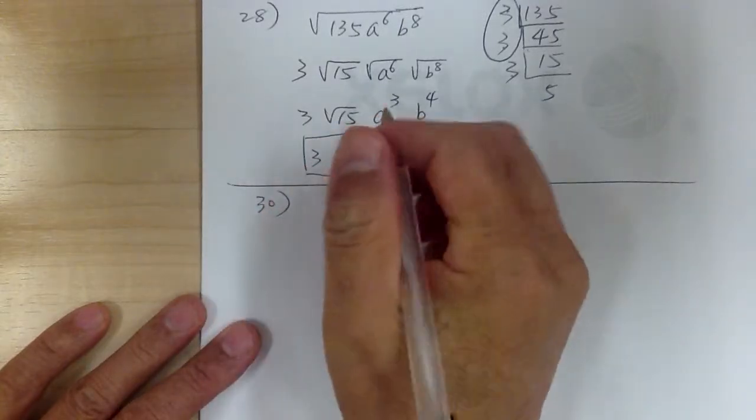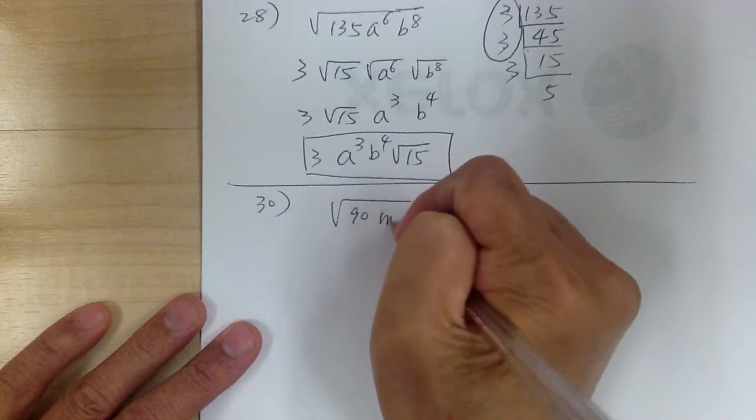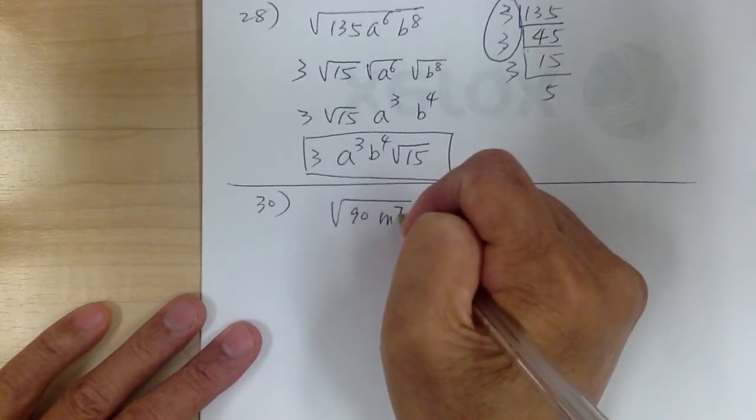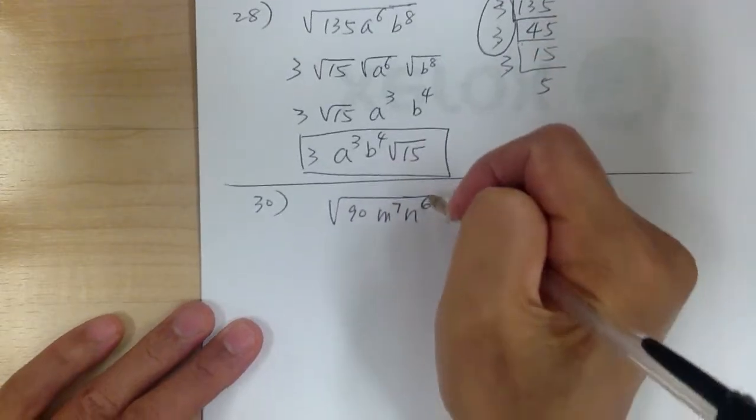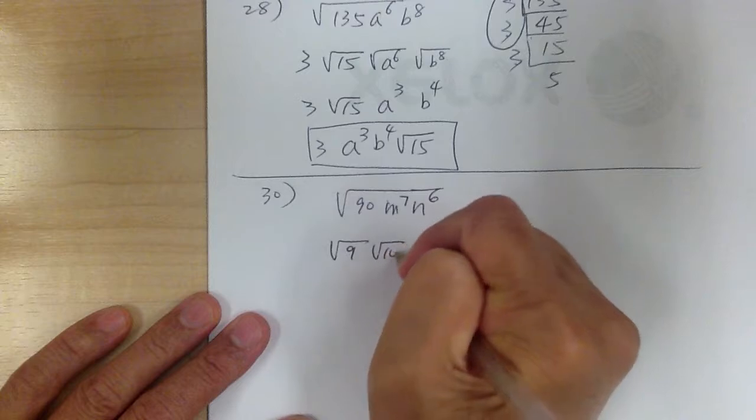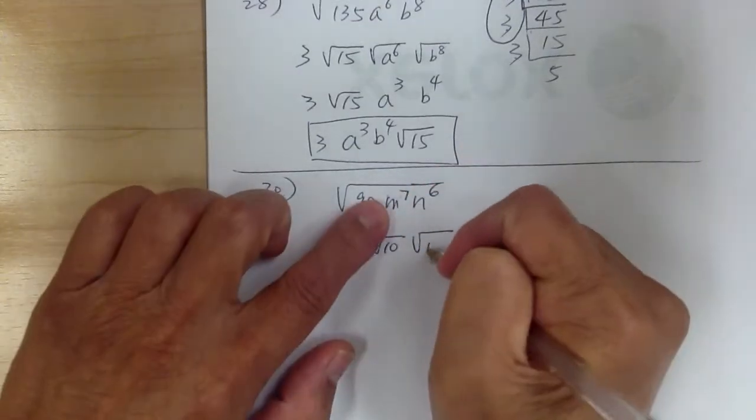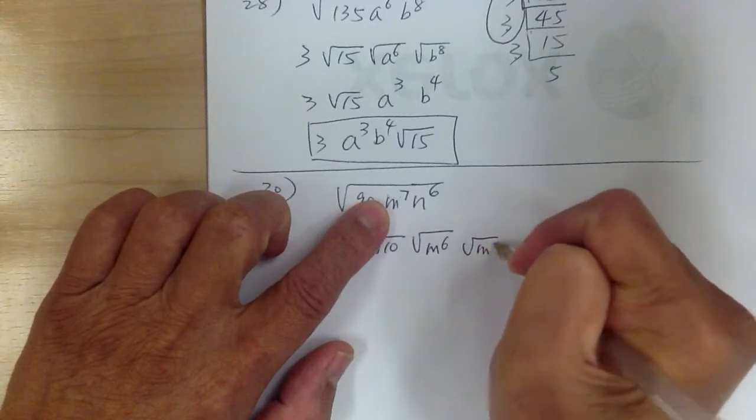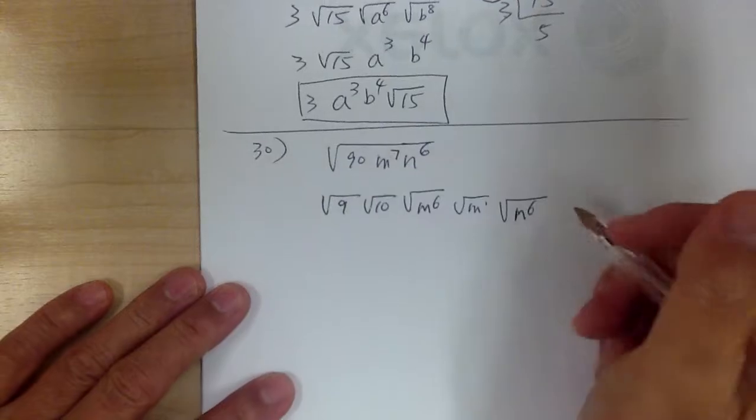Okay, number 30, square root of 90 m to the 7 n to the 6. I'm going to alternate between the methods, so you can use either method. So this one I'm going to break into square root of 9 and square root of 10. I can take out the perfect squares. And this one I'm going to break into m to the 6 and m to the 1. This one is just n to the 6. Then you simplify each part.